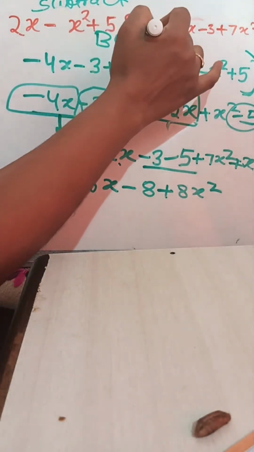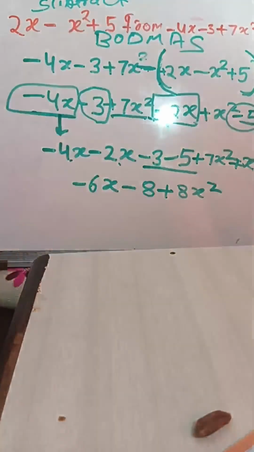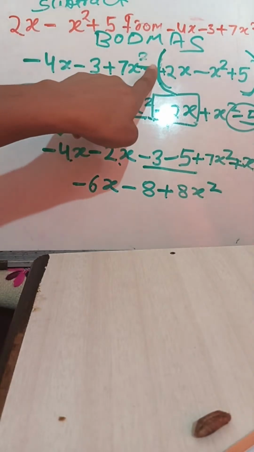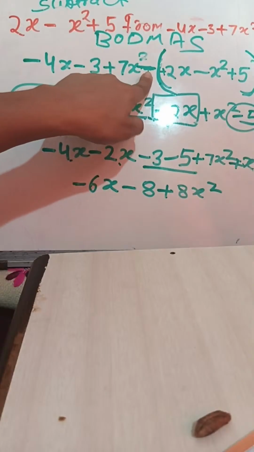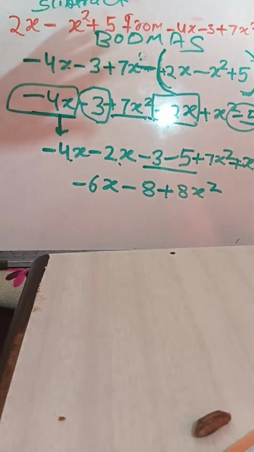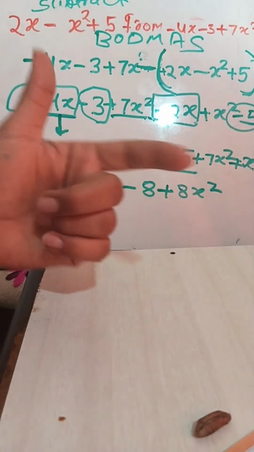BODMAS rules say: bracket open, division, multiplication, addition and subtraction. We have a bracket here. First our BODMAS rule said to open your bracket, so we open the bracket. But before the bracket we have a minus sign. Whenever we have a minus sign before the bracket, whatever sign is inside the bracket changes its sign.